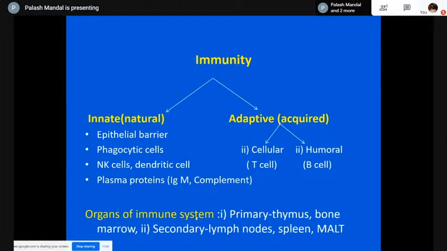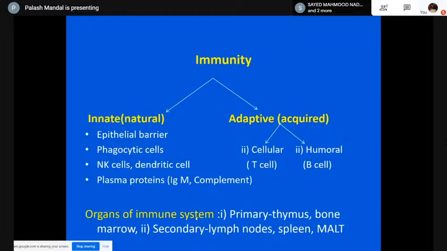The basis of adaptive immunity is the innate immunity. As you know, the organs of the immune system have two basic divisions: the primary organs and the secondary organs. Primary organs are the thymus and the bone marrow. In the thymus the T lymphocytes are generated, and in the bone marrow the B lymphocytes are generated. So that is called the primary organ of the immune system.